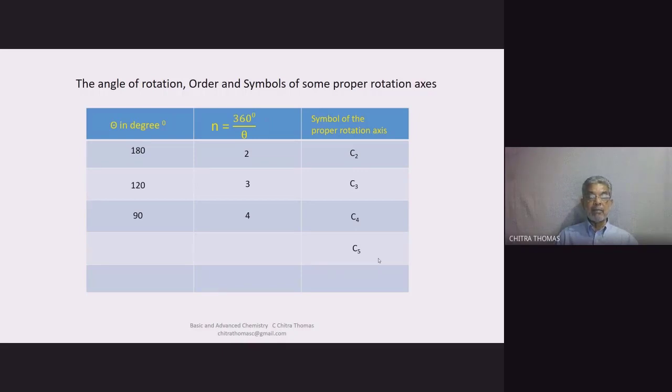n is equal to 5. What about the angle? That will be 72. Be careful with the 72. Then if it is 60, this is 6. This is quite an easy table which you can very easily remember.